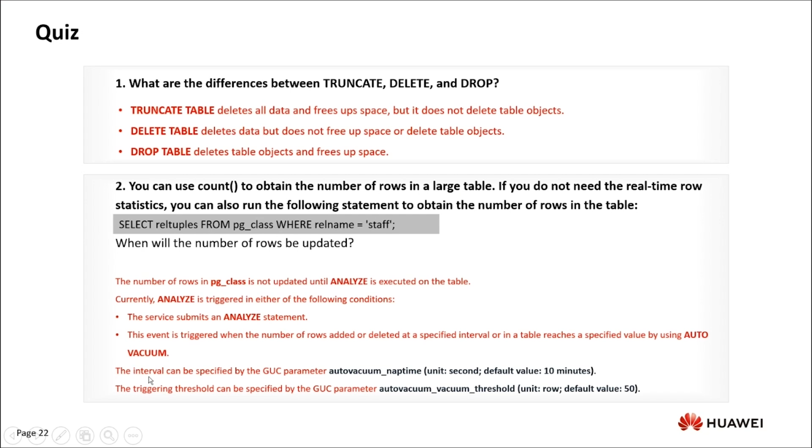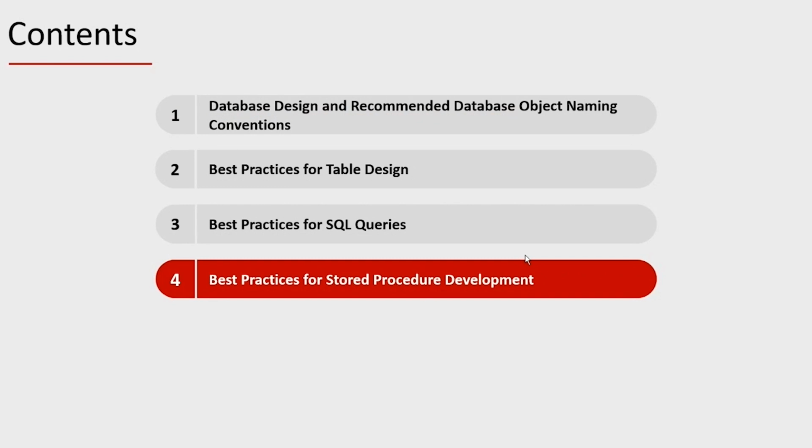The interval of the autovacuum process can be specified by the GaussDB parameter autovacuum_naptime. And the triggering threshold of autovacuum can be specified by autovacuum_threshold. And finally, let's look at chapter 4. It's the best practices for stored procedure development.